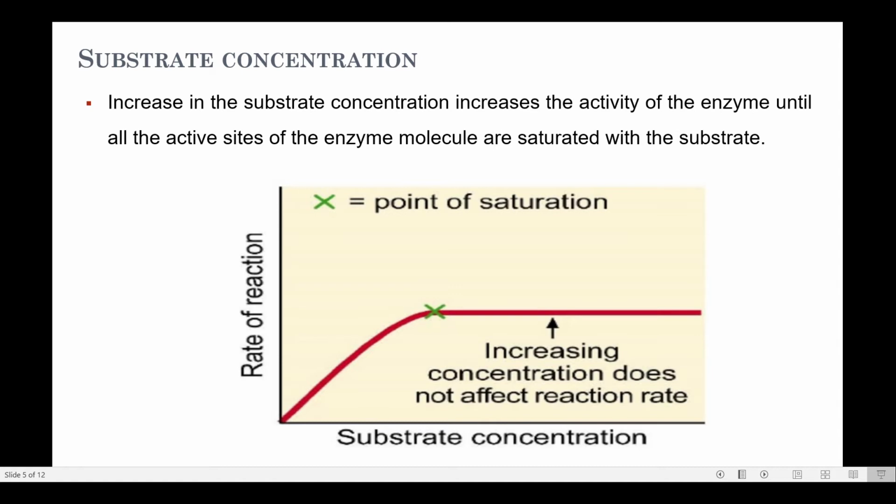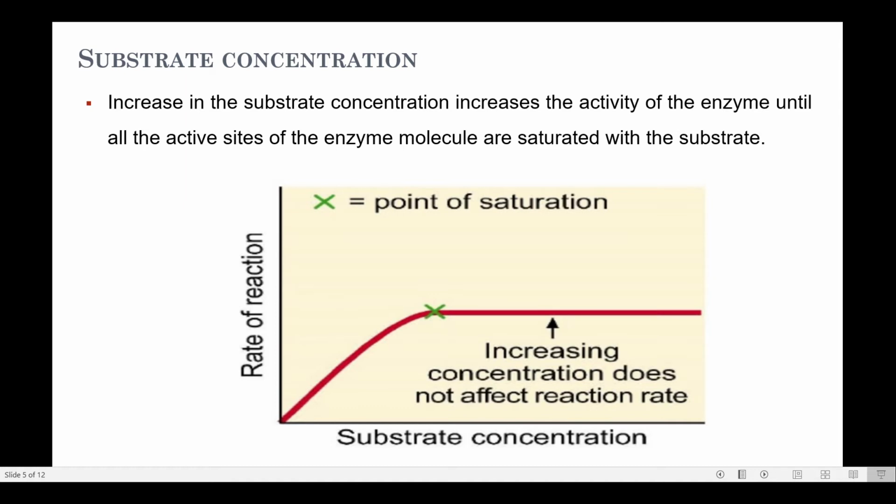Coming to the effect of substrate concentration, for a typical enzyme catalyzed reaction, the reaction rate initially increases very rapidly with substrate concentration. At low substrate concentration it will be very slow, and after some time it will rise with substrate concentration. But once it reaches one particular point, the complete active site is blocked, and afterwards there will not be any increase in the rate of reaction.